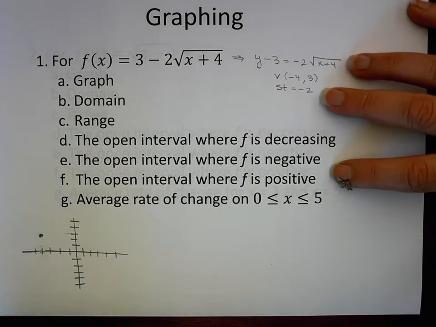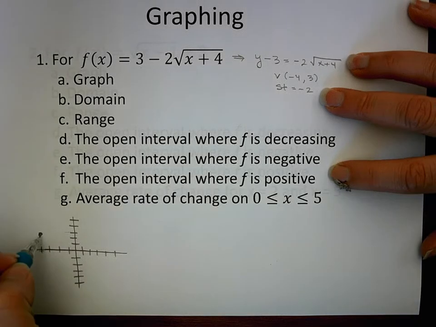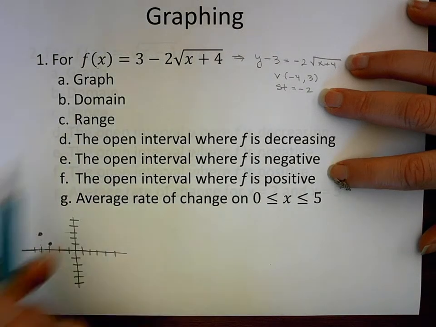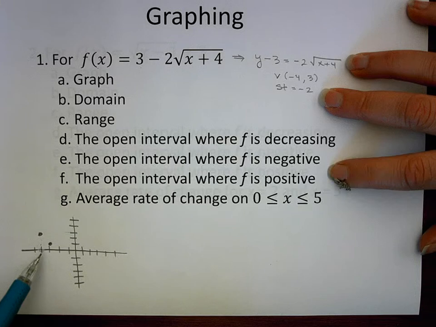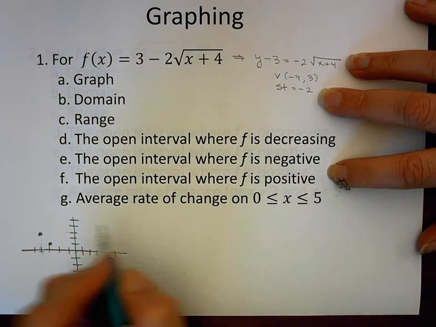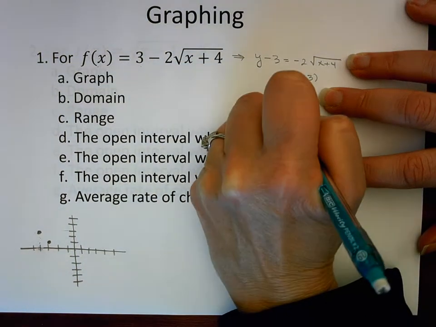So then now I'm going to do my stretch, which is -2. So from my vertex, I'm going to go down 2 and over 1. And then to find my third point, I'm going to go 4 over from my vertex. So my vertex is at -4, and so I'm going to go 4 over, and so that's at 0. So that means I'm going to replace x with 0. So from here, I'm going to let x equal 0.